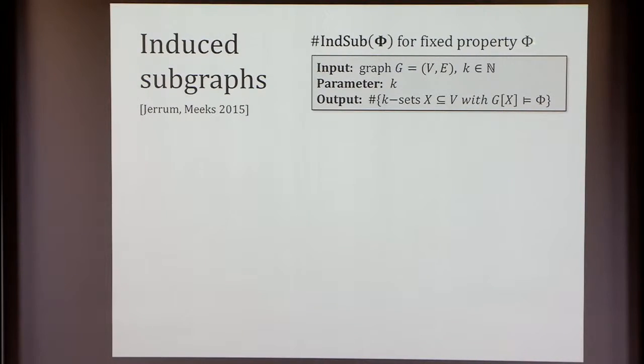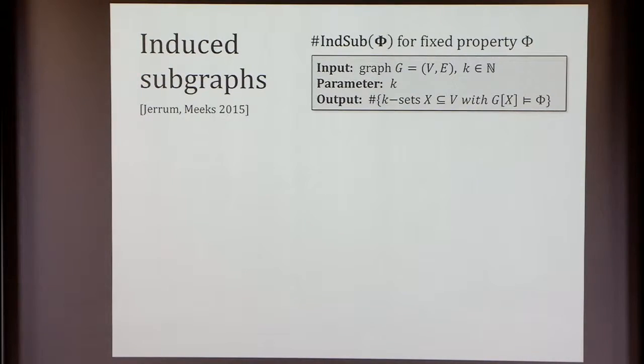So phi is just a function that maps graphs to 0 or 1. And the input for this problem is a graph G and a number k, parameterized by k. And the output that you're interested in is the number of sets X that have size k, such that the graph induced by this set X is a model for the property.